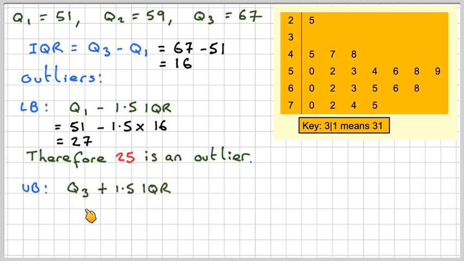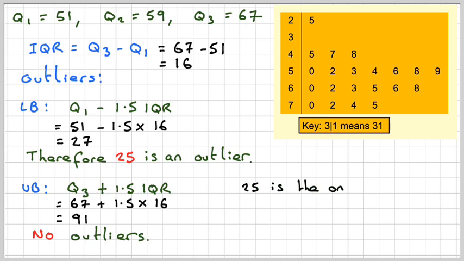The upper bound will be Q3 plus 1.5 times the interquartile range. So that's going to be 67 plus 1.5 times 16, which will give me 91. Well, we don't have any outliers here outside 91. So no outliers for the upper bound. Okay, so there's only going to be one outlier, which is going to be 25.